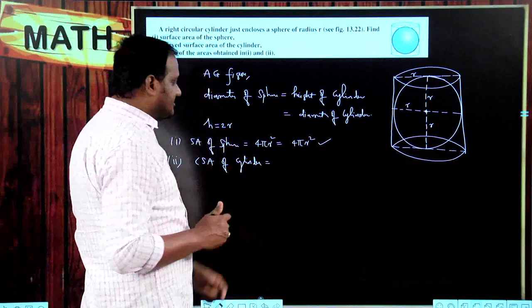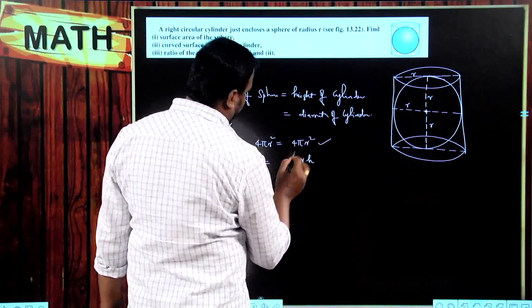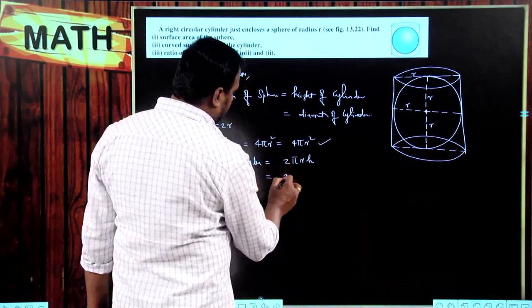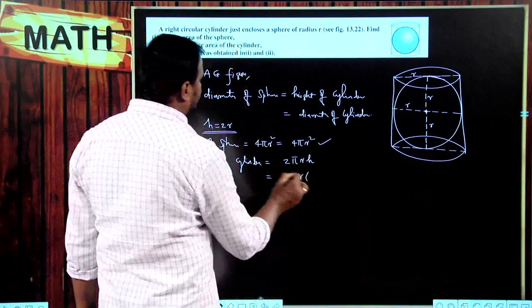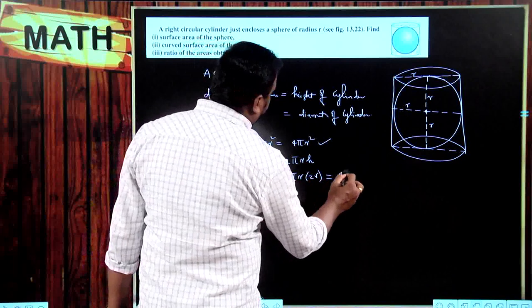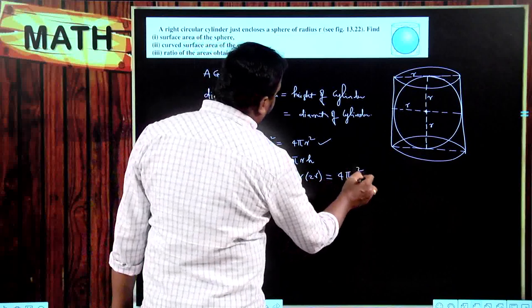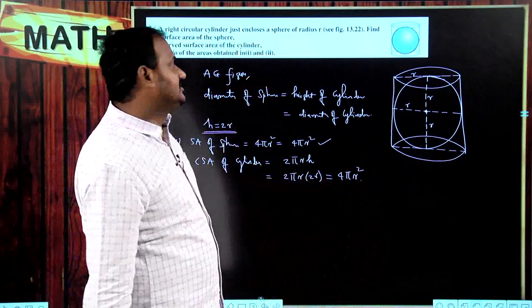What is the formula for curved surface area of cylinder? 2 pi r h, which is equal to 2 pi r into h. H is equal to 2 r, right? So, substitute 2 r here. Finally, 2 into 2 is equal to 4 pi r square. So, 4 pi r square is the curved surface area of cylinder.